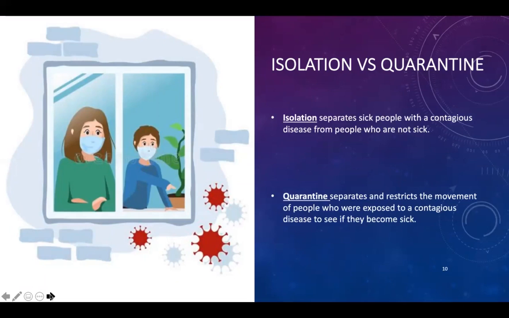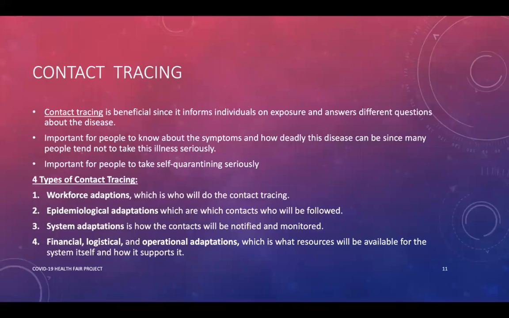Quarantine, on the other hand, means restricting the movement and contact of healthy people. So we isolate a case or we quarantine contacts, and they should be quarantined for 14 days. And this can be done through contact tracing. Contact tracing informs individuals on exposure and answers different questions about the disease. It's important for people to know about the symptoms and how deadly this disease can really be. It also lets individuals know the importance of self-quarantining.